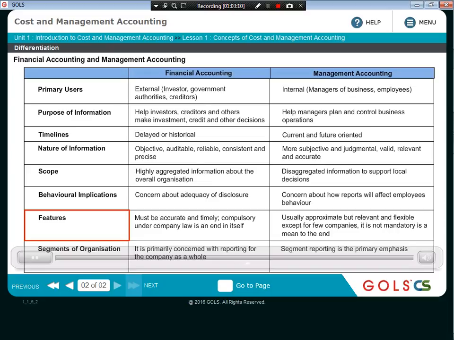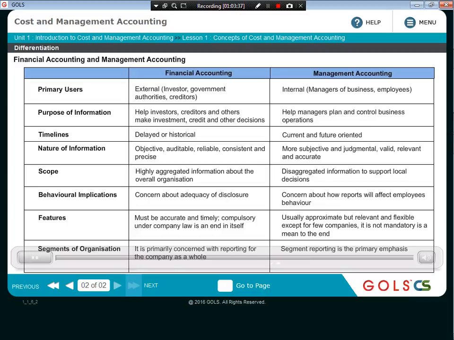The features of financial accounting are that it must be accurate, timely, compulsory under the company's law, and is an end in itself. It is as per the statute. You have to present your statements on a particular date, as per the statute, as per the law. That is why it must be accurate. It has to be submitted in time and it has to be submitted compulsorily.